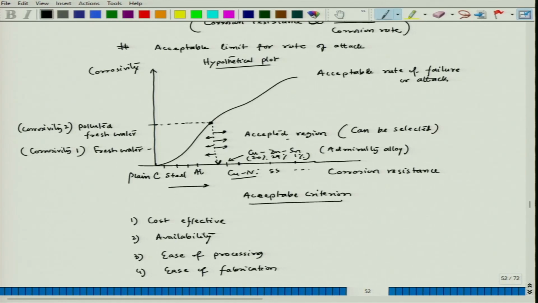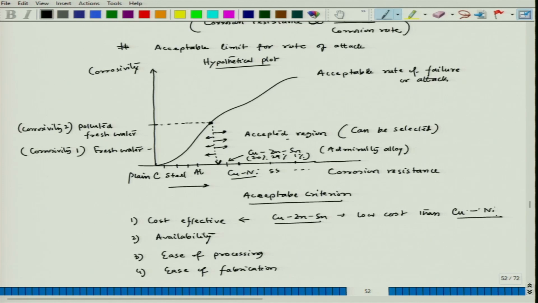Okay. So, now come to the cost part. Copper zinc tin, if it qualifies for that particular corrosive medium, I should choose, because copper zinc tin alloy is low cost than copper nickel 70-30, right. So, this is about the cost part. Availability, both are available.